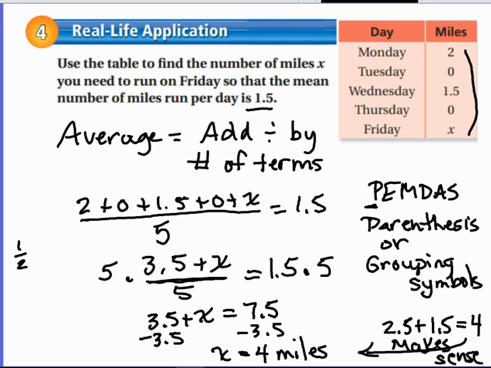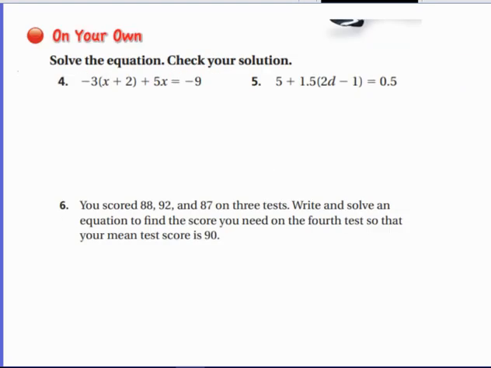Okay, so let's go to the next page here, and there's some for you to try. There's distributive property problems, and then one of these where you're going to solve using what we did in the second example. You can pause now and come back.